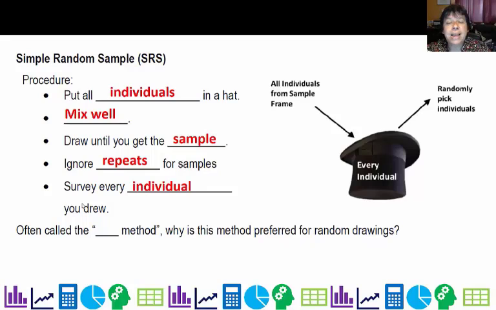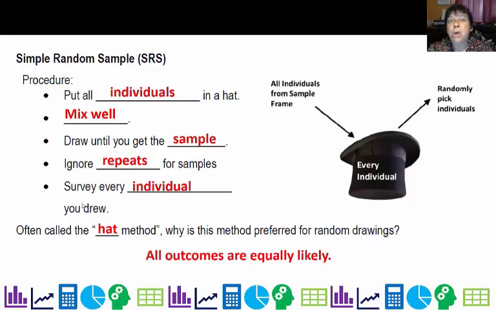After that, you would survey every individual that you drew, and that would be your sample. This is often called the hat method. And why is it preferred for random drawings? Because all outcomes are equally likely. No one is more likely to get selected than someone else in the hat.